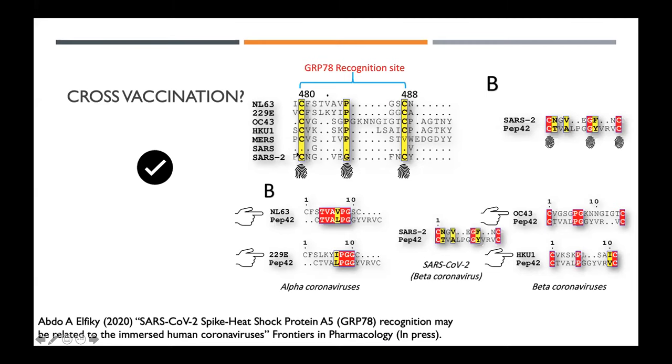We can see here this amino acid cysteine and this amino acid, which is proline or glycine. And here is the other cysteine amino acid, maybe a fingerprint for recognition of the GRB. This work is based on sequence alignment and also molecular dynamic simulation of the GRB.